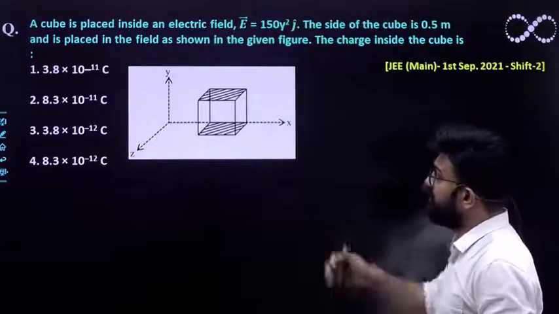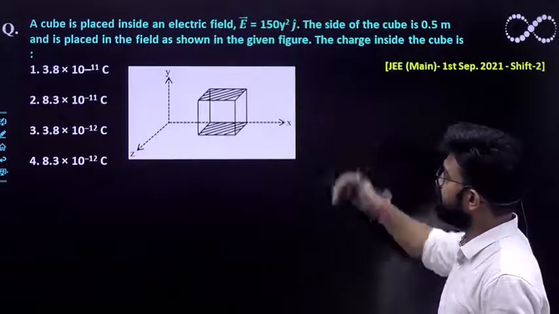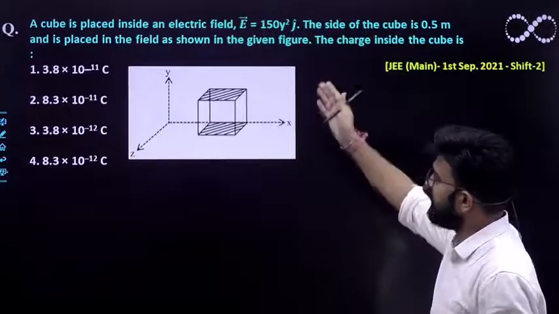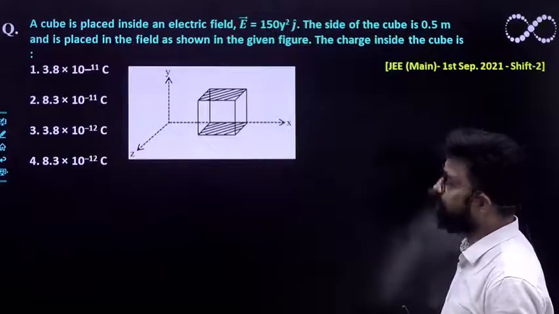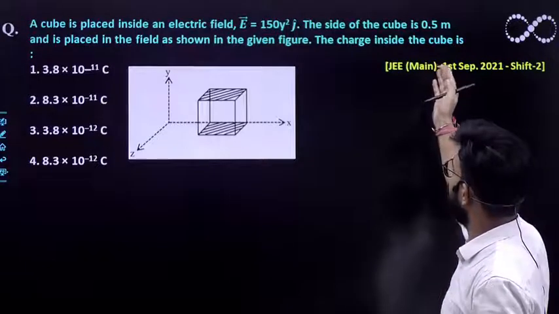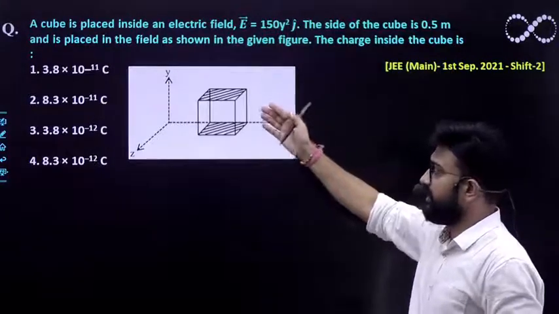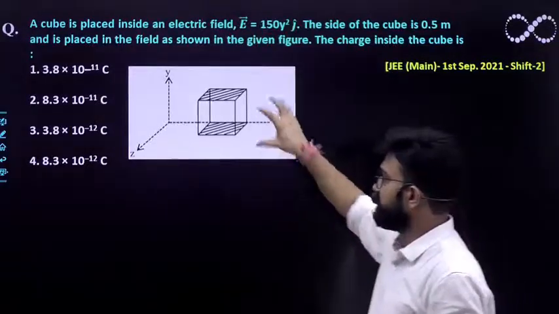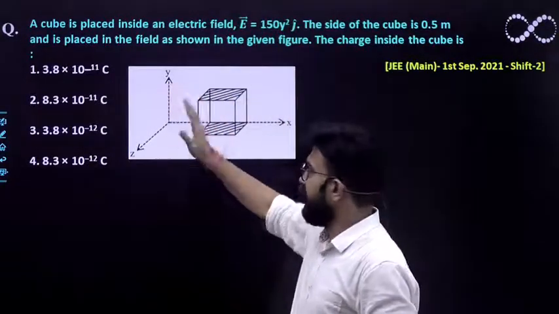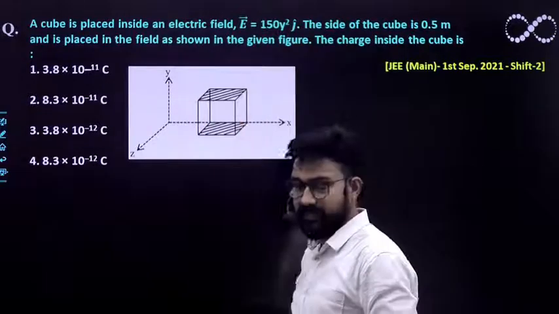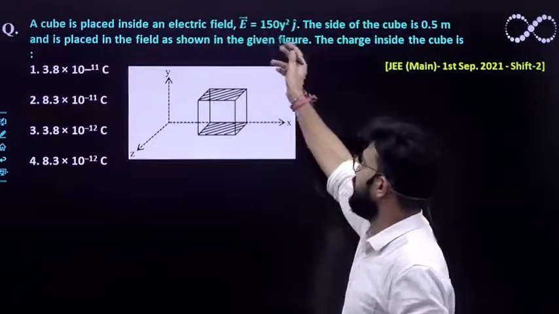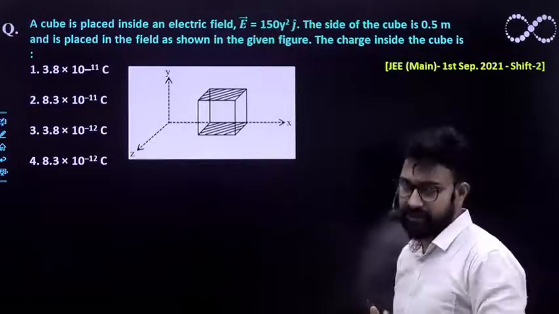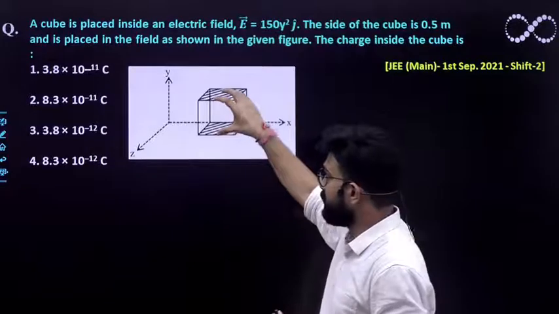Question says a cube is placed inside an electric field, and the electric field is variable. It is along the y-axis and it is equivalent to 150 y square. The side of the cube is 0.5 meter, and it is placed in the field as shown in the figure. So that means a cube is placed just like this, and the electric field is moving along the y-axis and it is variable. So you need to find out the charge inside this cube.